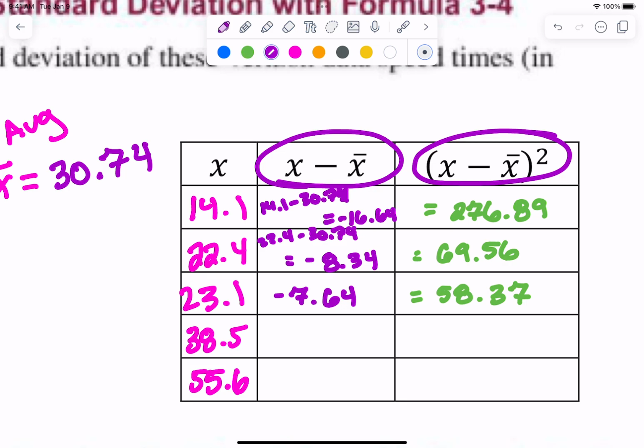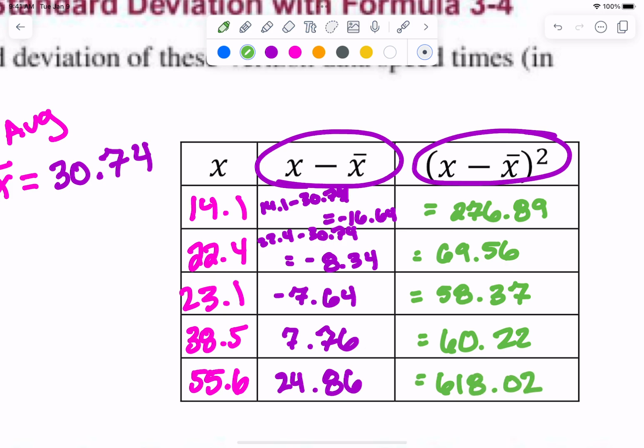38.4 or 5 minus, now we're in the positives. It's 7.76. 7.76 squared. 60.22. Next one is 24.86. And 618.02.